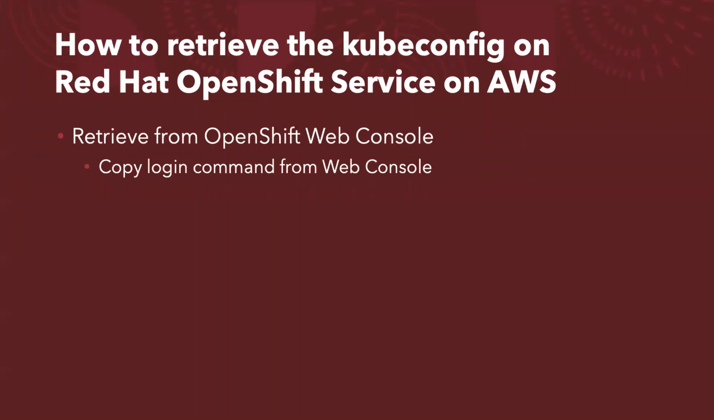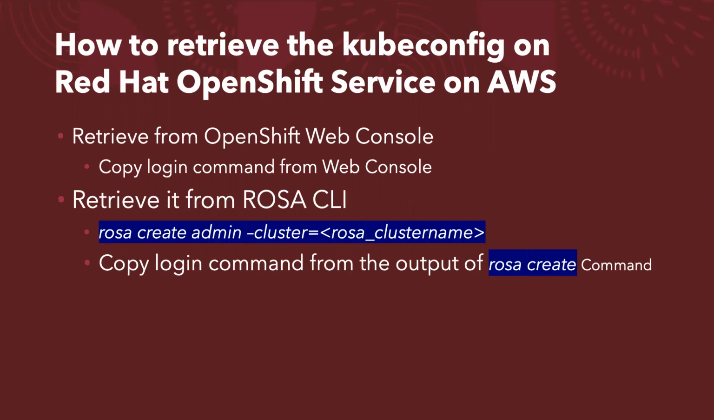And how to retrieve the kubeconfig file, you can either retrieve it from the OpenShift web console. Basically, you can copy the login command and then run it from the terminal. Or if you actually create the admin account with rosa create admin, there is an output you can copy the command from there. So once you get the oc login command, either from the web console or from the command line, you just run it from any terminal you're using. And before you go to the next step, just to verify, run oc get nodes, and make sure it is working correctly.